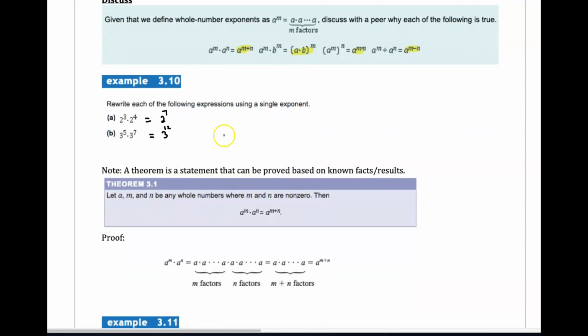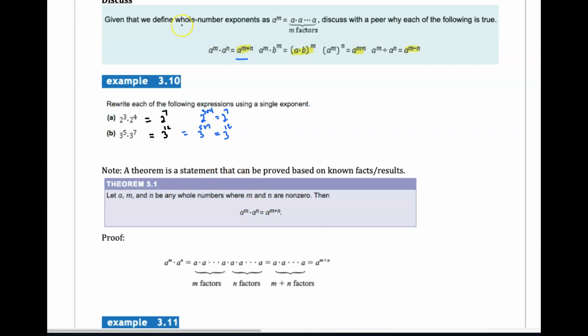For example, here, 2 to the power of 3 times 2 to the power of 4 is equal to 2 to the power of 7. Most students just take this and do 3 plus 4 and get 2 to the 7. Just like on this one, you do 3 to the 5 plus 7. The reason you do that is because you memorized the theorem: just add exponents if the bases are the same.